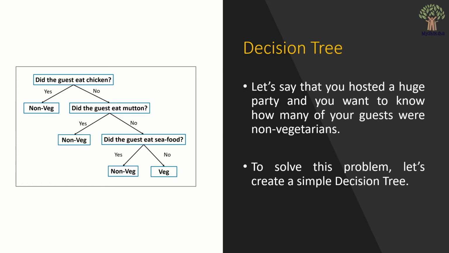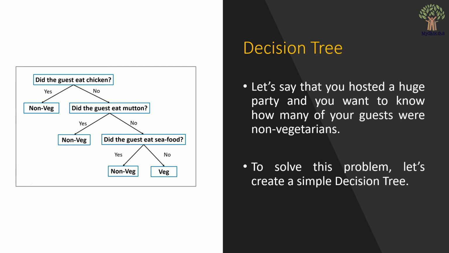Let's look at it with a practical example. Let's say you hosted a huge party and you want to know how many of your guests were non-vegetarian. How can you solve this problem with a decision tree? Look at the image here. Did the guest eat chicken? Yes means he is a non-vegetarian. No means he could have eaten anything else. So let's check whether he has taken mutton. Did the guest eat mutton? If yes, then he is a non-vegetarian.